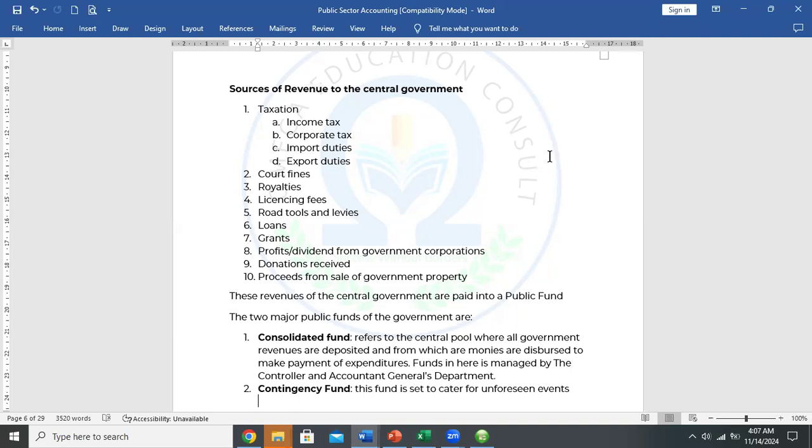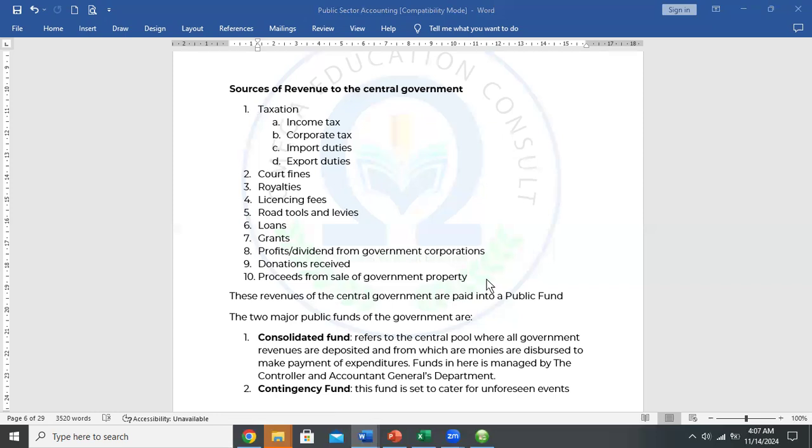Okay, I think somebody should continue for me. Oh, the person can continue. Or let me finish with it, then the person will read the next type, which will be the two major funds of the government.